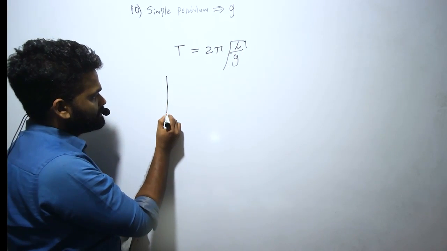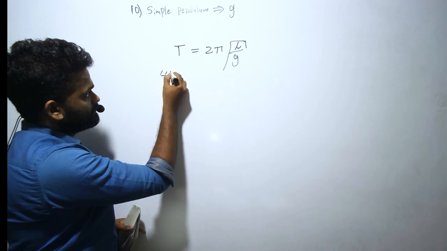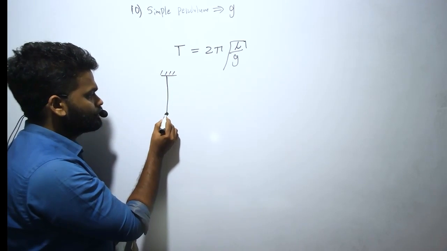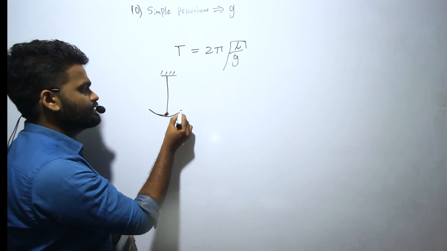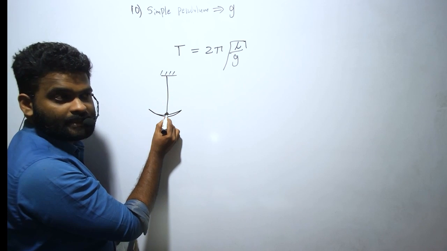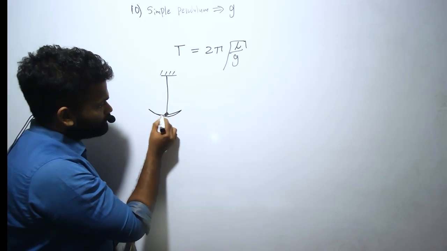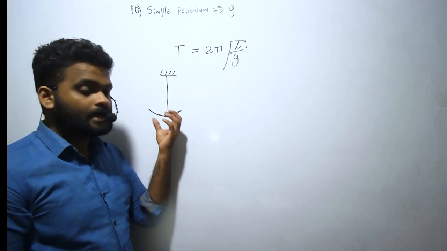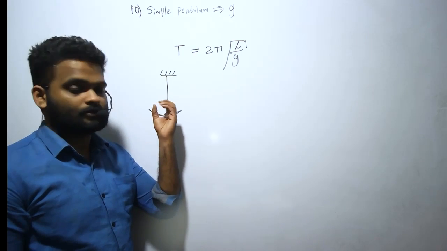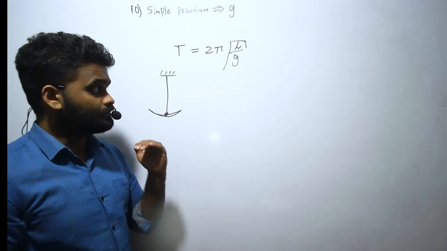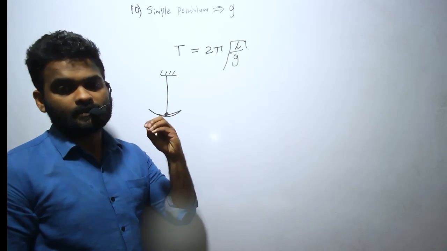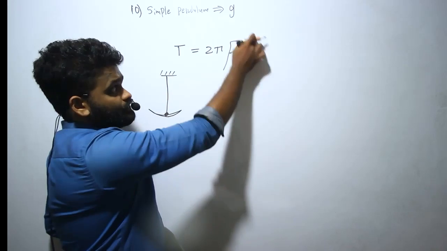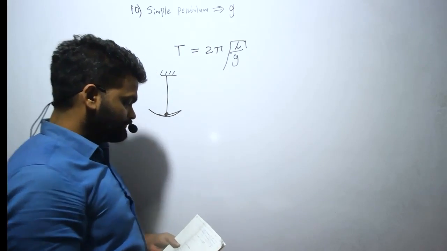So a simple pendulum is something like this. Then it goes to this side and comes here, goes here, then comes back to the initial position. So the time taken for one of these oscillations is what we call a time period, right? I'm not going to explain the theories. I'm going to focus on the experiment, right? So this is the equation we use in the experiment.